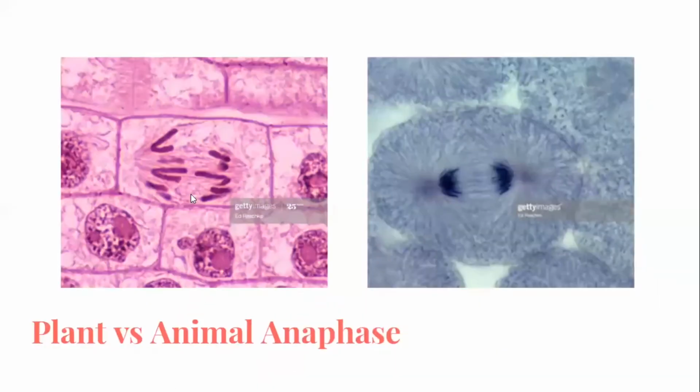So after metaphase, we have anaphase, where these chromosomes split apart and head to opposite ends of the cell. And like I said, they do this through the spindle apparatuses. And as you can see, all these dark spots right here are splitting apart in both this plant and this animal cell.